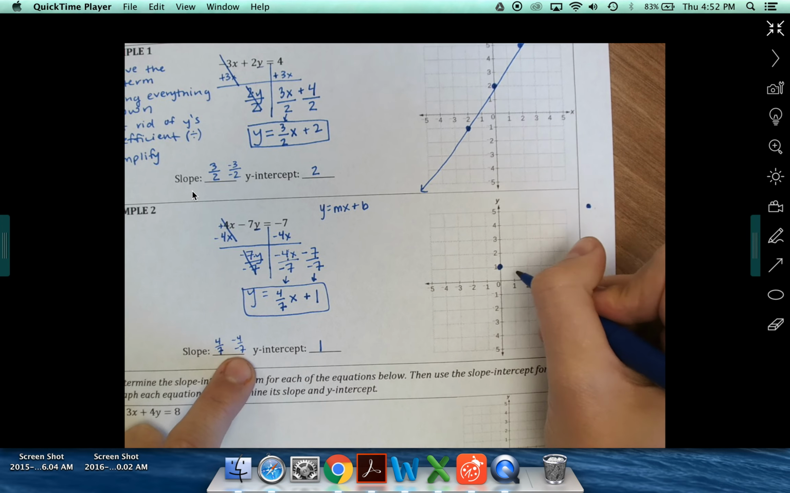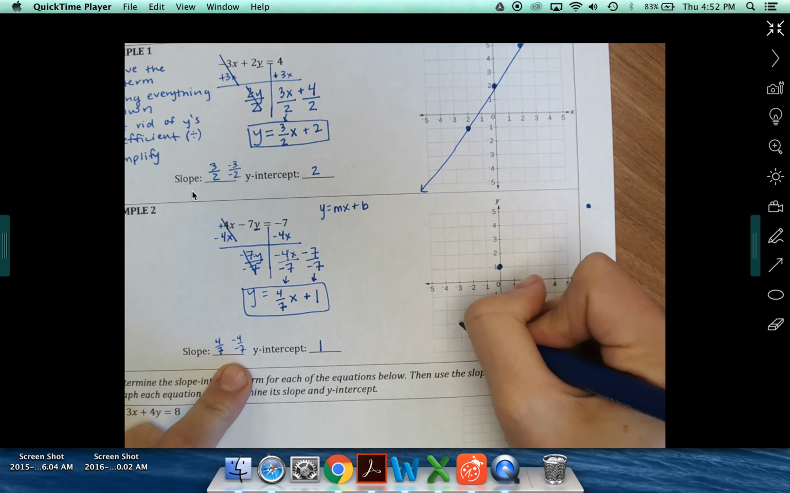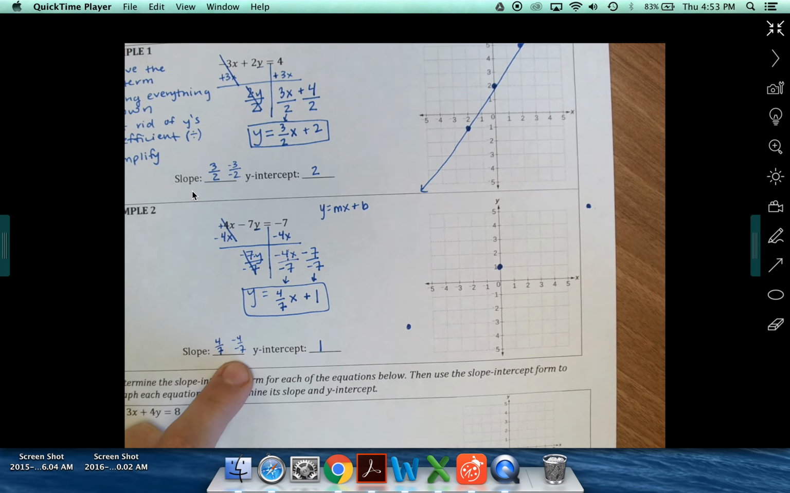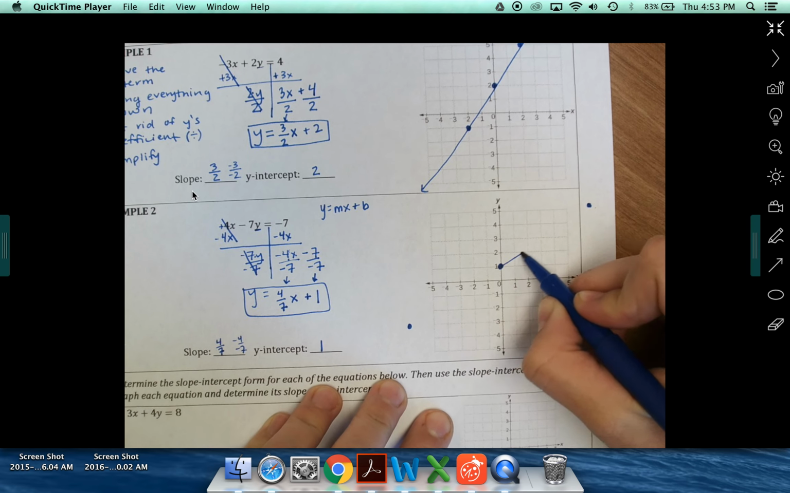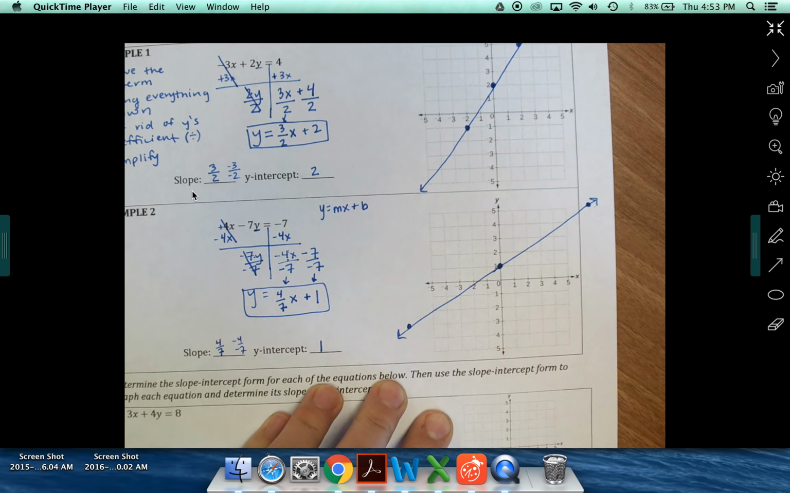Or it's negative 4, so 1, 2, 3, 4, negative 7. 1, 2, 3, 4, 5, 6, 7, going off the graph a little bit again. That's okay. I can now draw my line and my arrows.